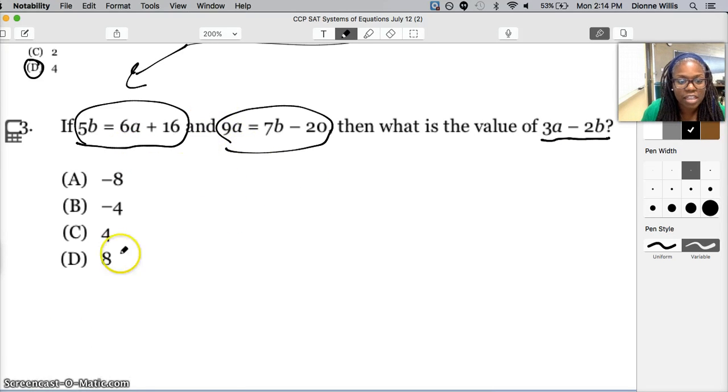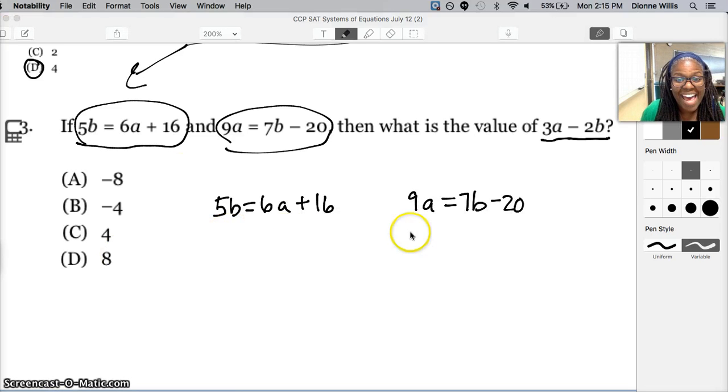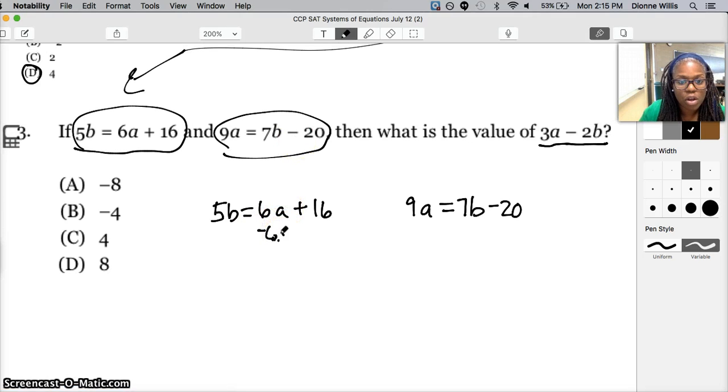So as I look at this first one and this second equation, I'm really going to do exactly what I said: move my a's and b's to one side and my regular number to the other side. When I do that, I can throw my 6a over to this side, and I get -6a plus 5b is equal to 16. And I'm going to do the same thing over here. I'm going to throw my b term over to this side, so I end up with this.